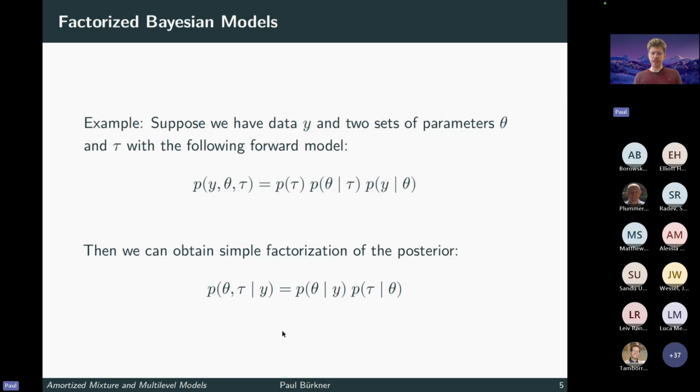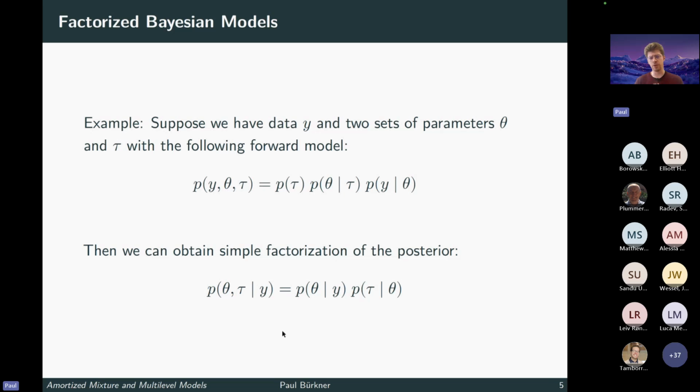But more importantly, through this factorization, which we usually know since we set up our model like this, we also obtain simpler posteriors than just the joint posterior. So the joint posterior of all parameters, p of theta and tau given y, would perhaps be very complicated. But since we have, in this specific case, this very nice factorization of the forward model, we also get a very nice factorization of the inverse model, that is, of the posterior.